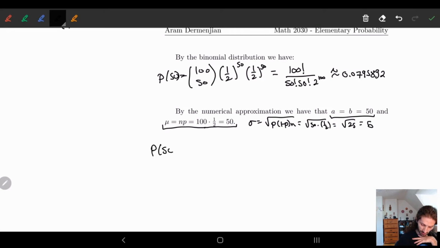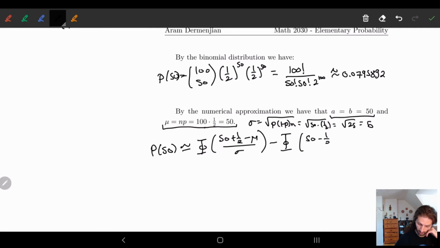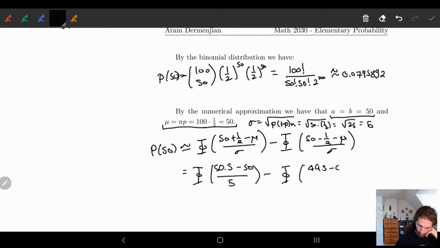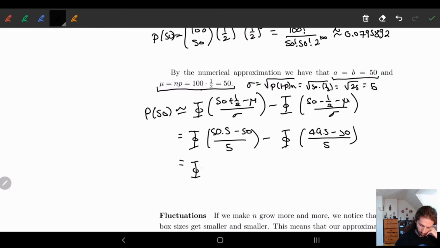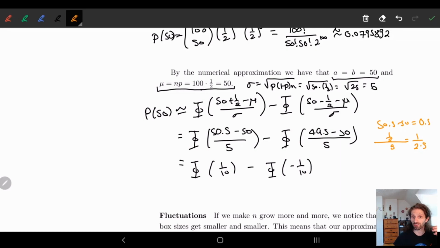So we can approximate P of 50 to be phi of (50 + 1/2 - mu) over sigma, minus phi of (50 - 1/2 - mu) over sigma. So let's plug in these numbers. That's phi of (50.5 - 50) over 5, minus phi of (49.5 - 50) over 5. So what do we get? We get phi of 1/10 minus phi of minus 1/10. The 1/10, in case I went too fast: 50.5 minus 50 is equal to 0.5. So it's 1/2 divided by 5, which is just 1 over 2 times 5. Flip it and reverse it. So 1/10.